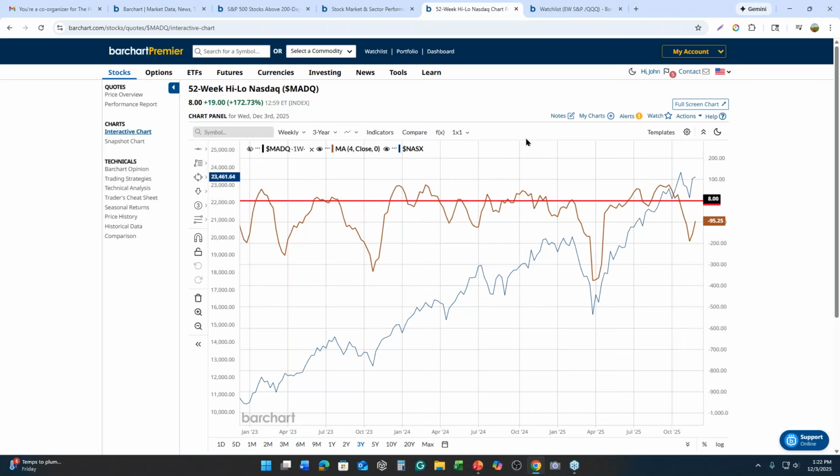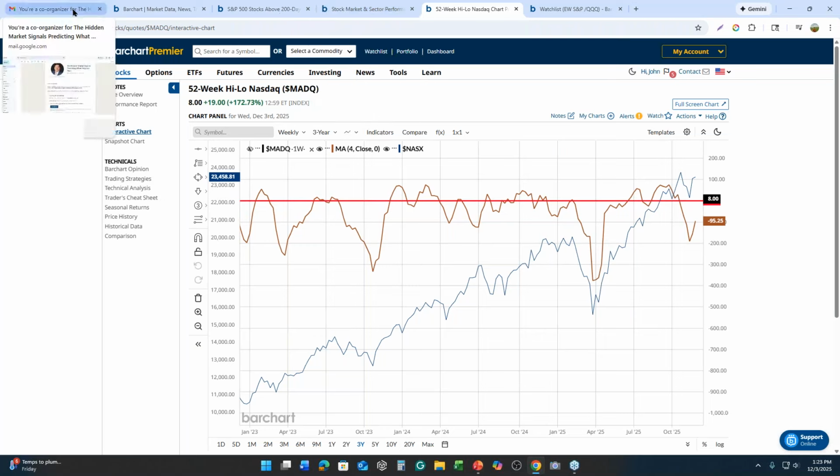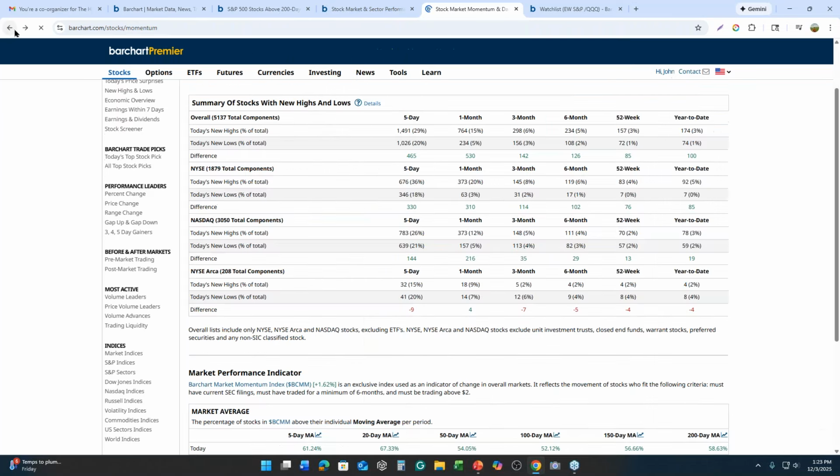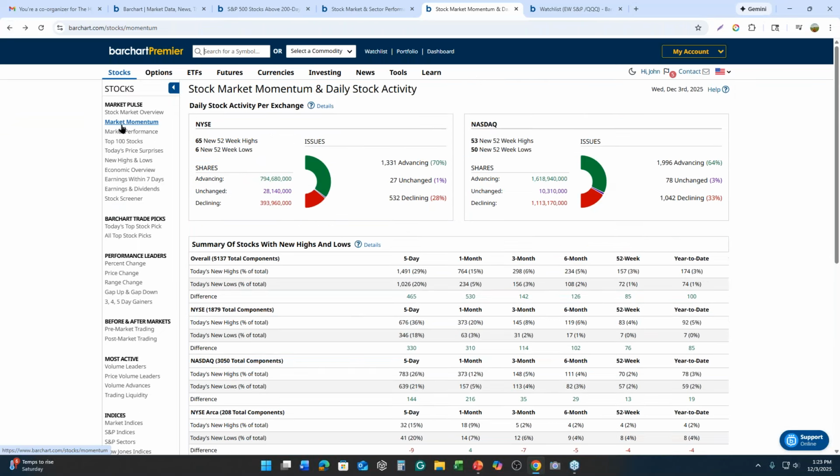All right, the next thing on our checklist is going back to our advances and declines. Again, that is found on our market momentum page, and this gives us a perspective on a daily level. What we want to do on this one is look at those 52-week highs and lows, shares, which is our breadth volume, and issues, which would be the number of individual stocks.